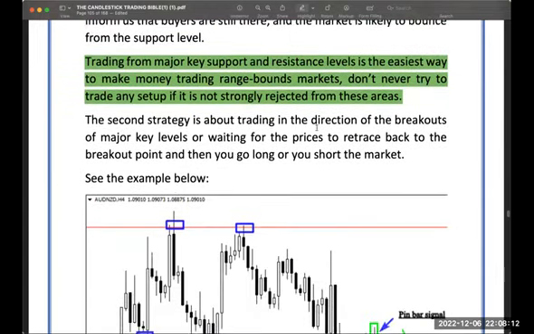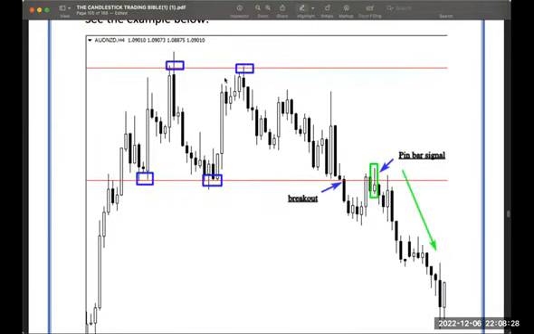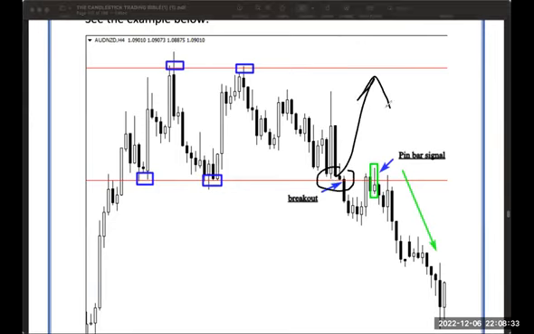The second strategy is about waiting. So the second strategy is about trading in the direction of the breakouts of major key levels, or waiting for the price to retrace back to the breakout point, and then you go long or you go short on the market. See the example below. So remember, if we had a pin bar here, we could have bought, but we didn't have a pin bar and price broke, came back to this support zone, which was broken, and it's now a resistance. They throw a pin bar. That's where you take your sell. Okay, if you want examples, we'll jump into the charts just now.